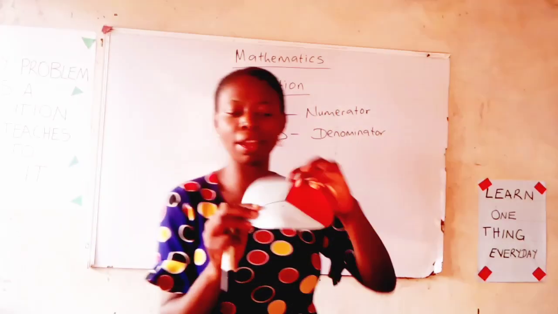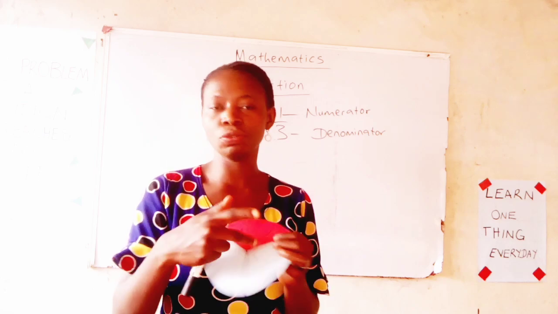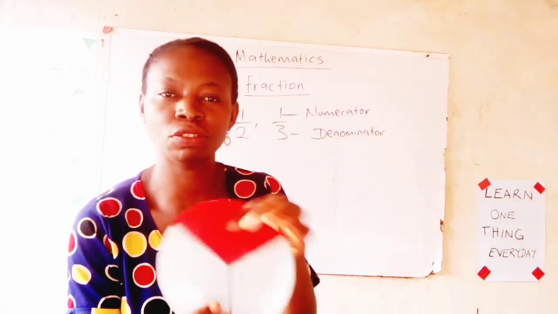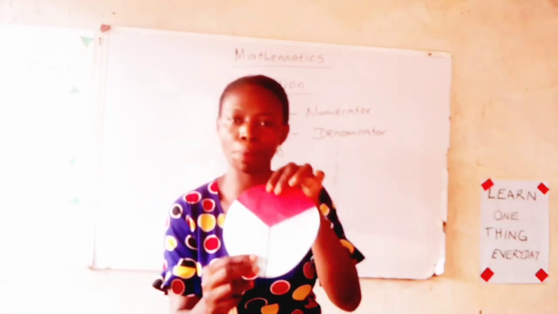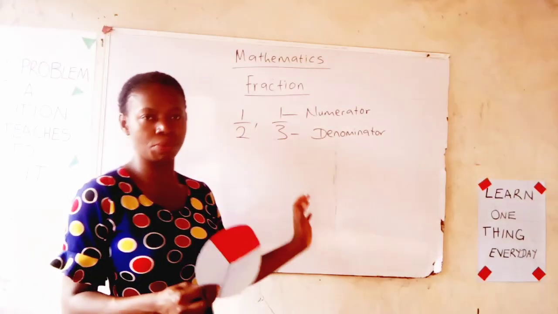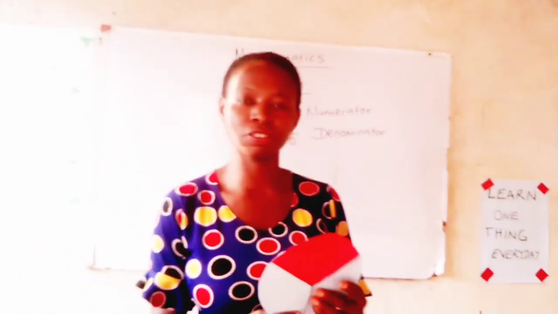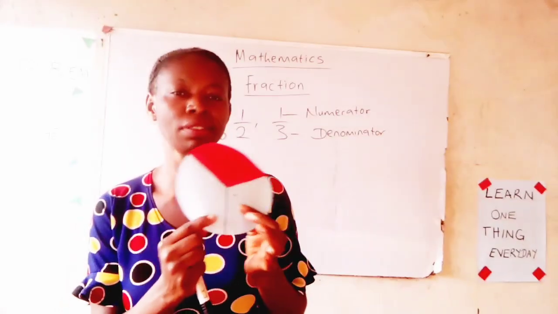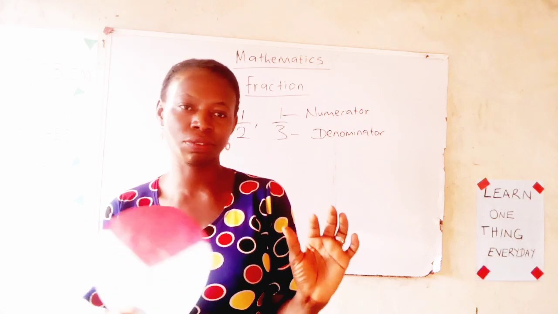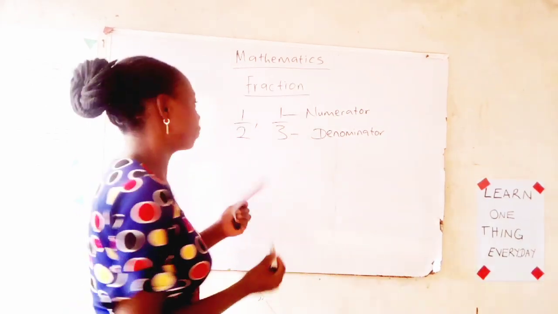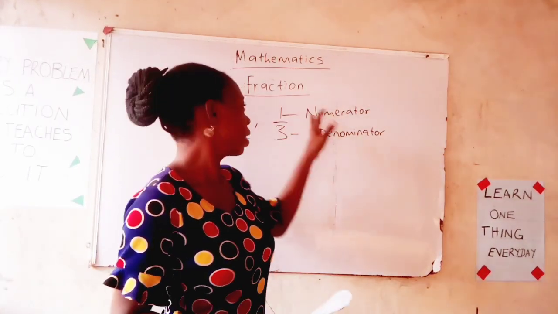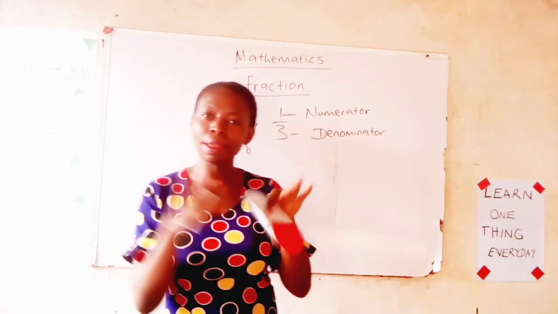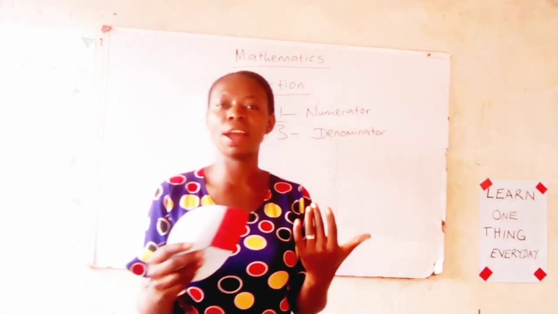This whole is divided into 3. 1, 2, 3. So that is the denominator. How many parts that was given to you is this 1 part. That is the numerator. So anytime you're looking at the fraction, you must be able to observe the numerator as well as the denominator. That is the part of fraction. The numerator tells you how many parts you have taken, while the denominator tells you how many parts the whole is divided into.